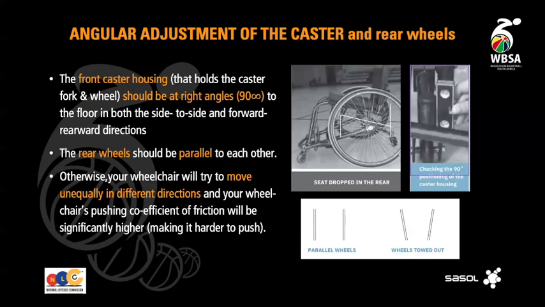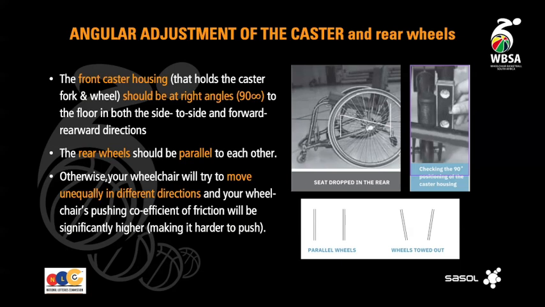Okay, so the front casters housing that holds the casters and the fork wheels should be at a right angle, which is 90 degrees to the floor. So I've touched base on that. The rear wheels should be parallel to each other, obviously. You know what parallel is, so that's straightforward.